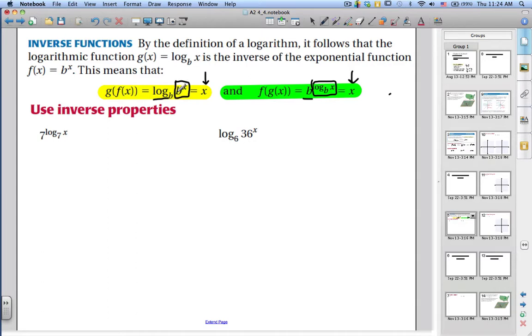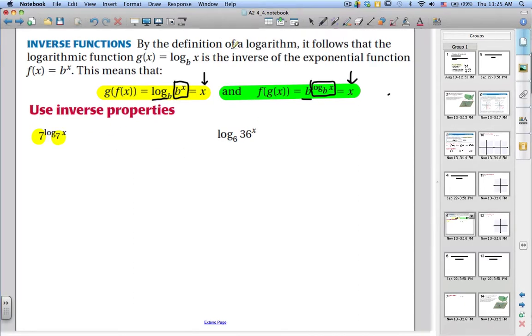But the key is the bases have to match. The base of the power matches the base of the logarithm. When you have that relationship, they will cancel each other out. So you'll notice here, I have a base of the power 7 and a base of the logarithm 7. That will simplify to just be x.